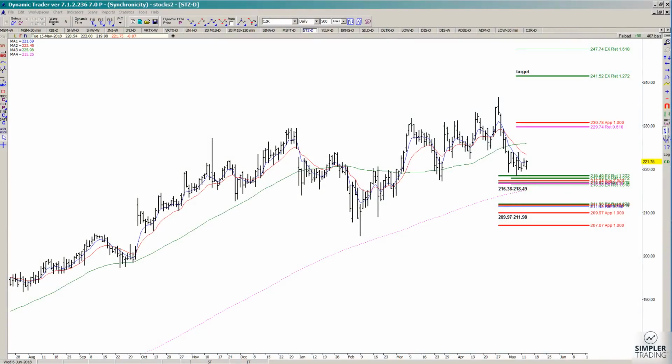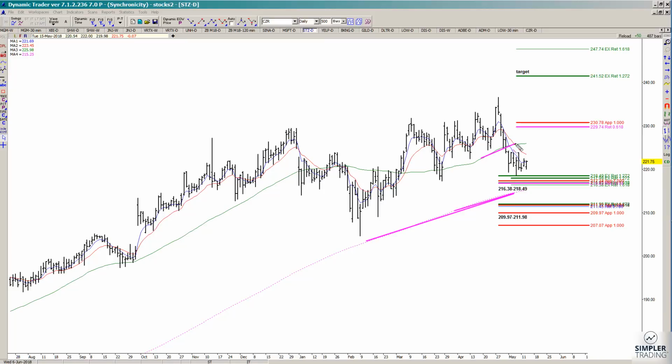Okay, in today's video, I'm just going to go over one of the trade setups that was requested. This was in Monday's session, and it was in STZ on the daily chart. Now, what I found about this one was that I like the fact that price was above the 200 simple moving average, because we were looking at the buy side of this one.